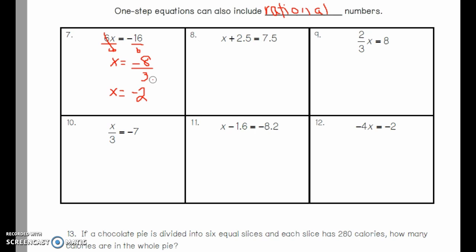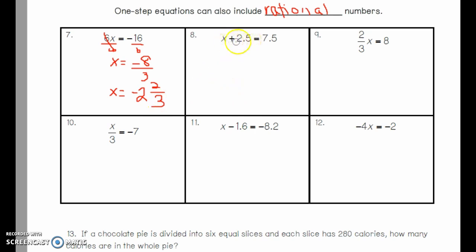6, the difference between 6 and 8 is 2, so I have a remainder of 2 that I use as my numerator now, and that's out of 3. For this one, I'm not going to have you do a check, but you should check on your calculator to make sure that we're correct. Let's go to number 8.